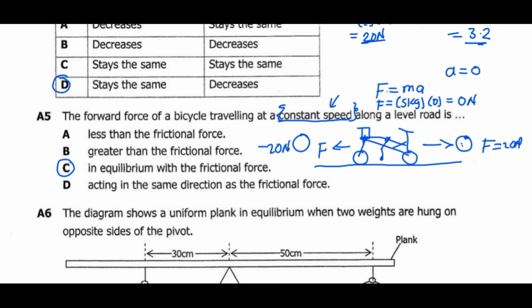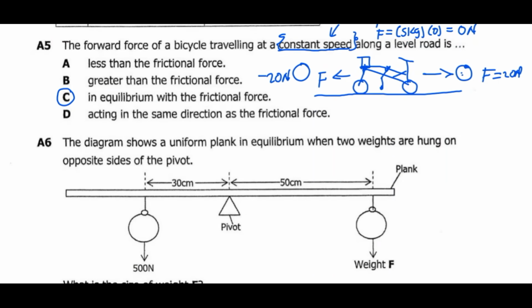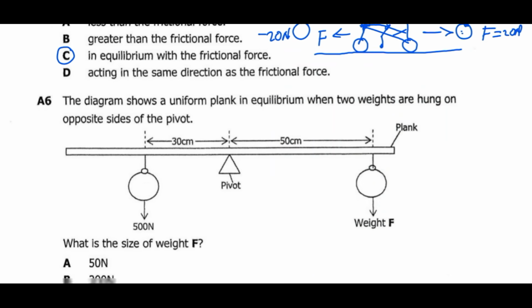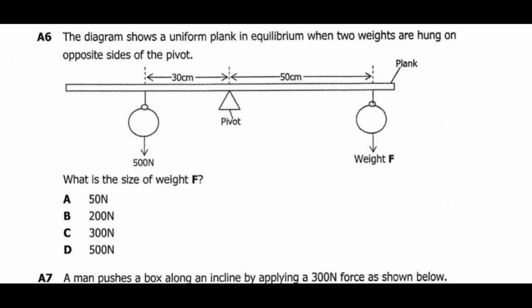For us to have an object moving at a constant speed, the forward force must be equal to the backward force. So you have to be careful whenever you are dealing with a question like this. The key point is you just have to look at whether there is a point about constant speed or constant velocity. Whenever you have that, remember that the resultant force will be 0. Then we move on to question 6.